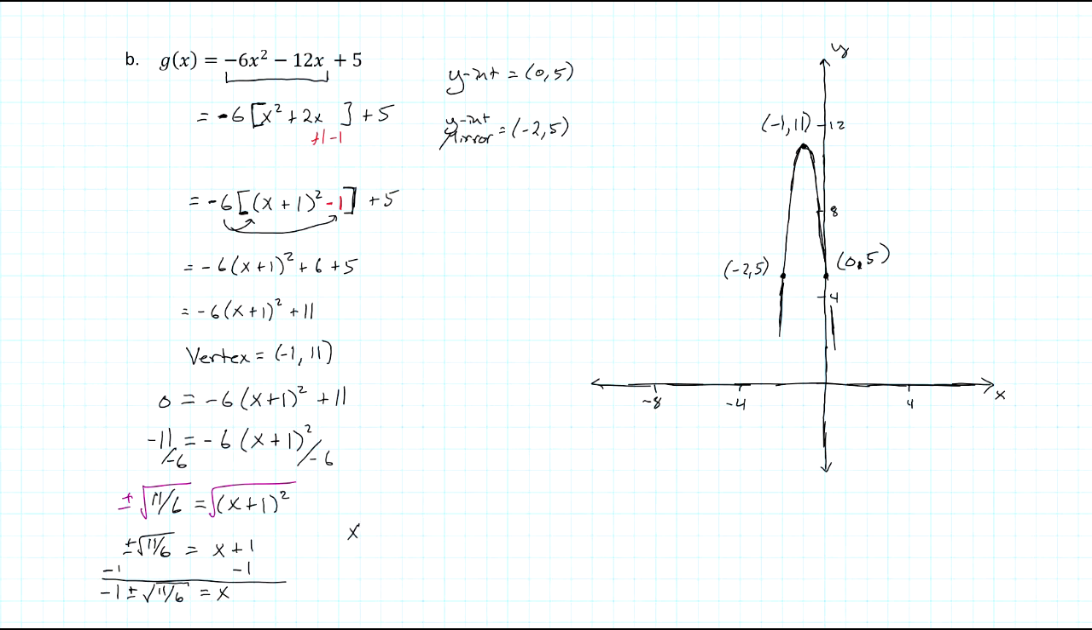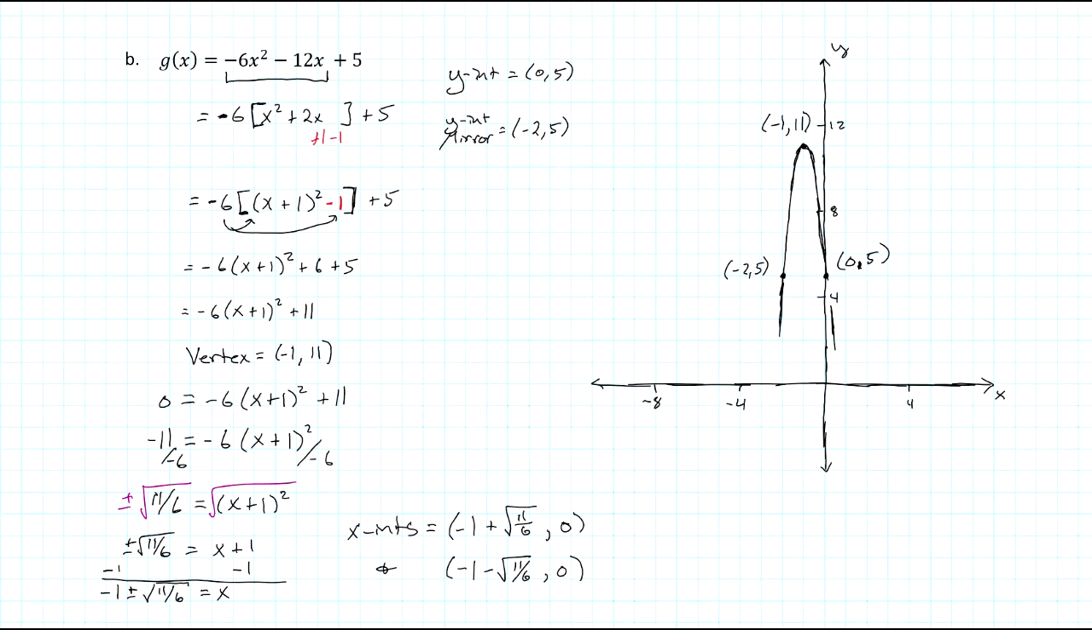So the x-intercepts are the points negative 1 plus the square root of 11 over 6, all of that inside there. I could rationalize that if I wanted to. I'm not going to worry about it at the moment. And the other x-intercept is negative 1 minus the square root of 11 over 6, comma 0.